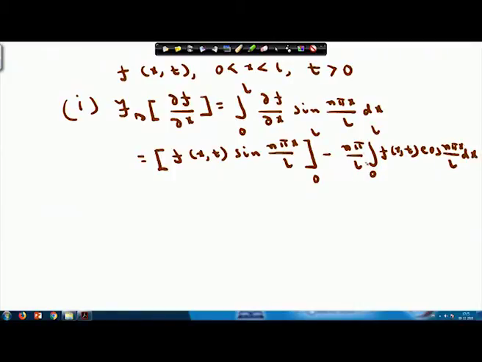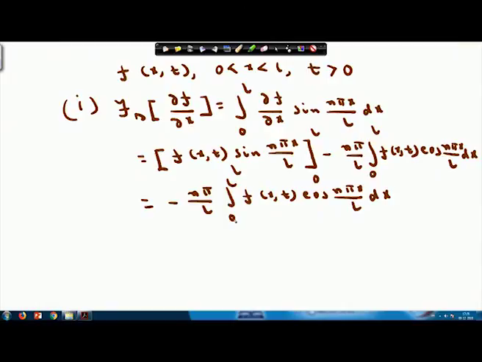After integration, I am getting this derivative n pi by L. Now, this first part will vanish, both at 0 and at L. So this part will not be there, and this will be equal to minus n pi by L, integral from 0 to L of f of x t into cos of n pi x by L dx.